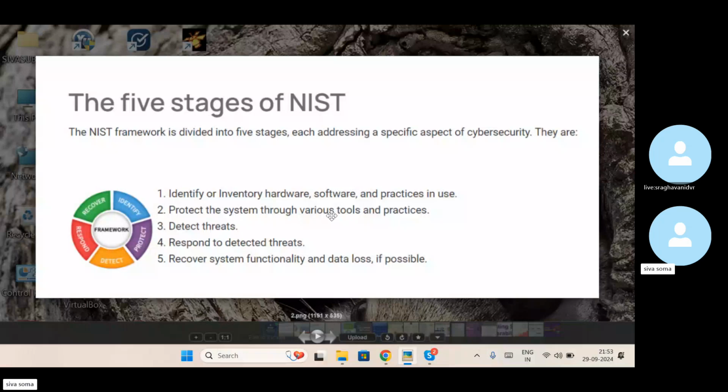You know, you need more explanation about it? No, sir. In identify, we should identify the problem or how their architecture is, everything, right? Identify means inventory. Inventory means what? If any device is there, it will collect all information about the devices. Yes. Hardware, software, and what type of practices. Practices means how you use the devices.